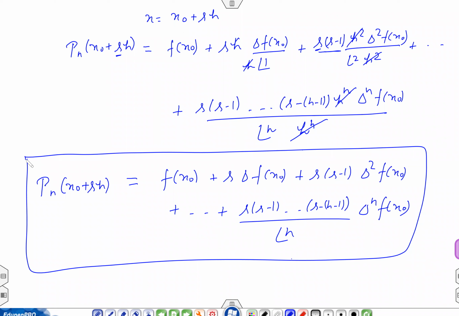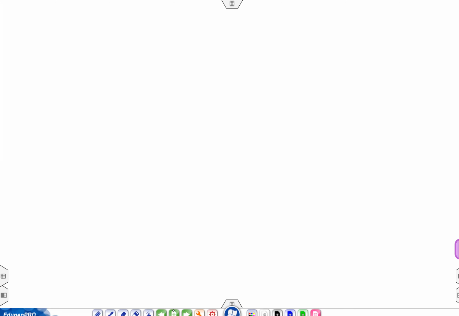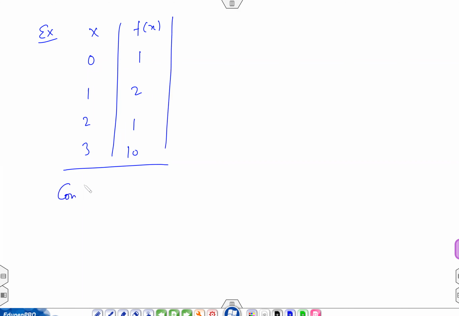Let's do one example. I think it should be clear now. Some data points are given to you: 0, 1, 2, 3, and the function values given at these data points are 1, 2, 1, 10. It is asked to compute the function value at 0.5. If it is asked to compute f 0.5 and these data points are given, what is the procedure to compute this value?